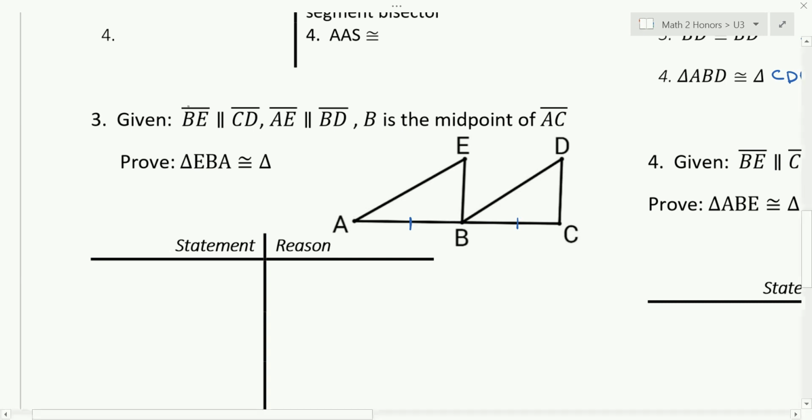Then they tell us BE is parallel to CD. So BE right here, these arrows, is parallel to CD. It doesn't mean that they're the same length. It just means that they're going in the same direction. And when you have parallel, it doesn't give you congruent segments, but it can give you a congruent angle. So because BE is parallel to CD, can you tell me one angle is congruent to another? And if so, which angle?